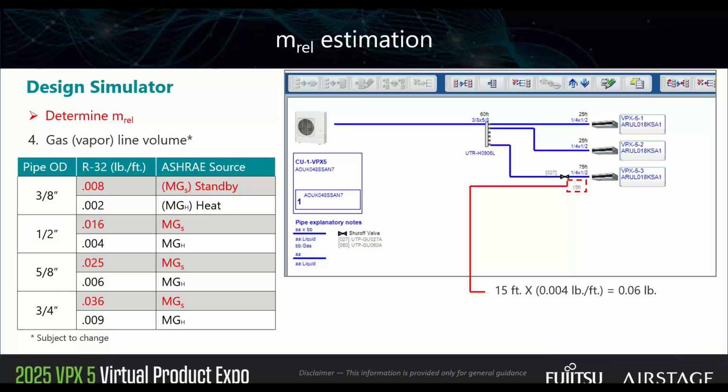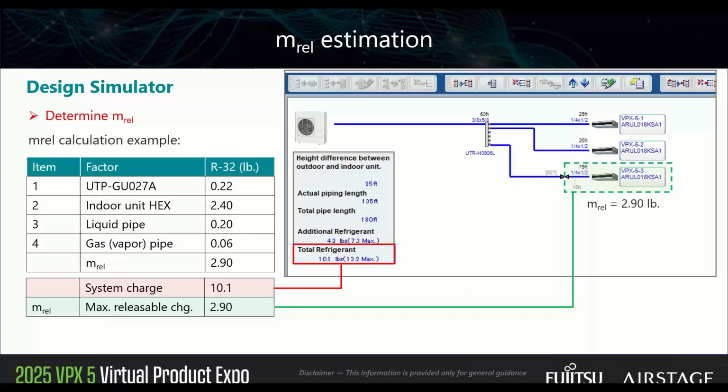What becomes significant is how much the coil holds within the heating mode, cooling mode, or standby. Looking at the MREL value, which is a total of the individual components we just discussed, the shutoff valve, the indoor unit heat exchanger, the liquid and vapor lines, we see a total of 2.9 pounds, which is a near, I'd say 70% reduction compared to the MS or system charge.